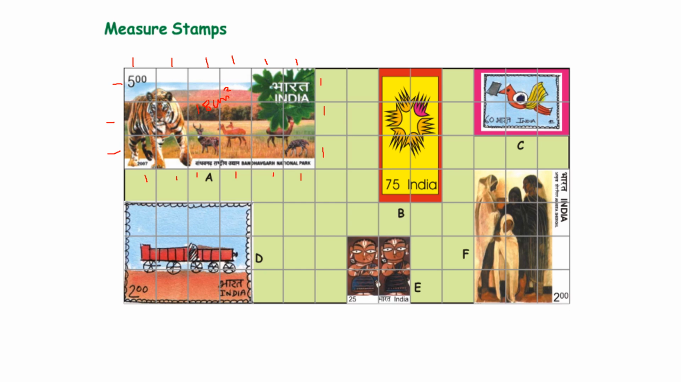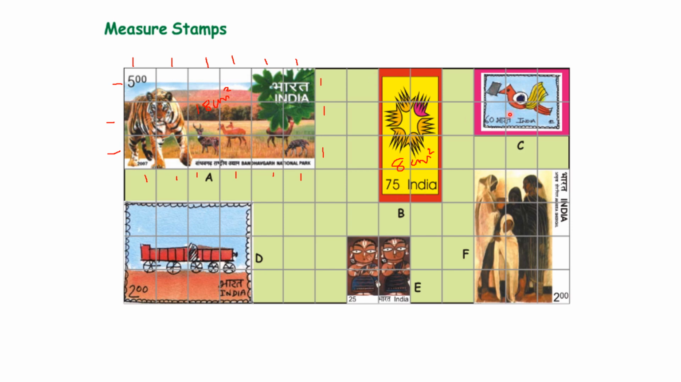Okay, now second one. Again, let's count how many unit squares are inside this stamp B. 1, 2, 3, 4, 5, 6, 7, 8. So what is the area of stamp B? 8. Okay, so that is 8 centimeter square. And what will be the perimeter? 1, 2, 3, 4, 5, 6, 7, 8, 9, 10, 11, 12. So here perimeter is 12 centimeter.